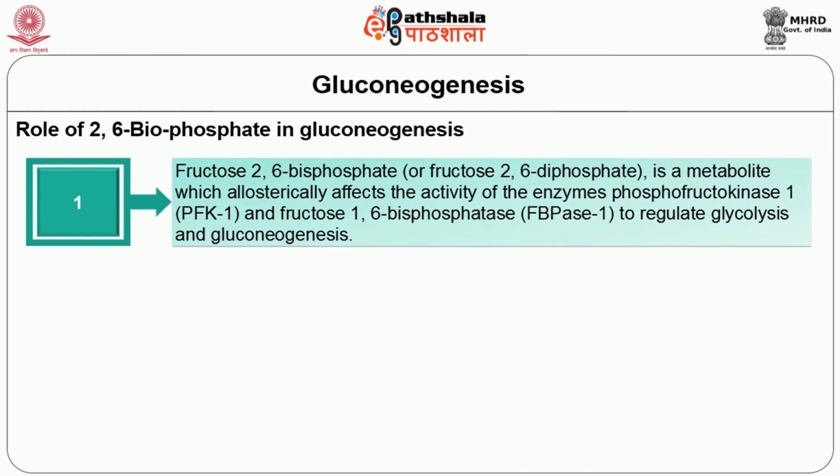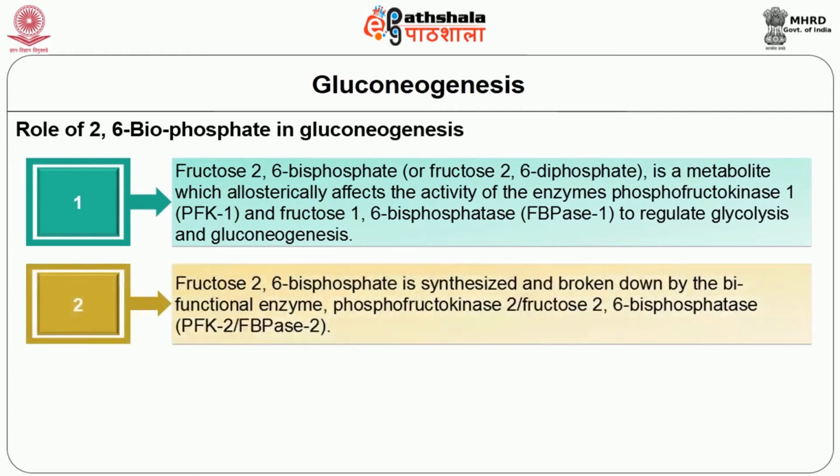Now we'll understand about the role of fructose 2,6 bisphosphate in gluconeogenesis. Fructose 2,6 bisphosphate is a metabolite which allosterically affects the activity of the enzymes phosphofructokinase 1 and fructose 1,6 bisphosphatase to regulate glycolysis and gluconeogenesis. Fructose 2,6 bisphosphate is synthesized and broken down by a bifunctional enzyme called phosphofructokinase 2 / fructose 2,6 bisphosphatase.